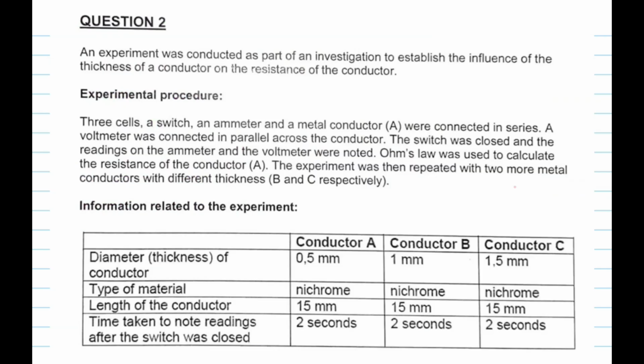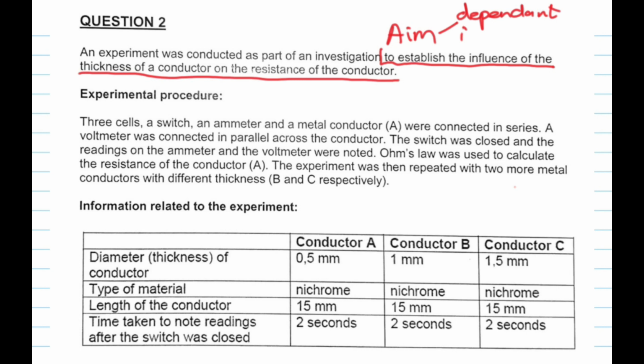Now I'm going to skip right ahead to question number 2. So let's read the first sentence. An experiment was conducted as part of an investigation to establish the influence of the thickness of a conductor on the resistance of the conductor. Now this is such an important question. Why? Because they're basically giving you the aim. And once they've given you the aim, they have also supplied you with the dependent and the independent variable. And the only thing that you have to do is figure out which one is which.